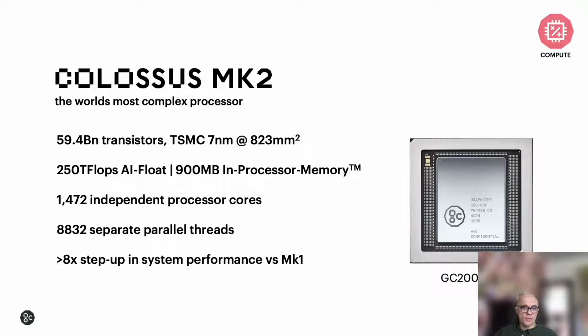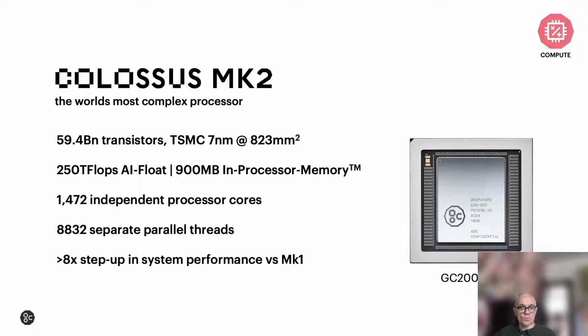This is our second generation Colossus Mark II IPU processor, commercially known as the GC200. With 60 billion transistors, built using the latest TSMC 7 nanometer FinFET technology, we built again one of the world's most complex processors. Each GC200 has nearly 1,500 processor cores and runs nearly 9,000 independent parallel programming threads with the proven multiple-instruction multiple-data processor architecture.